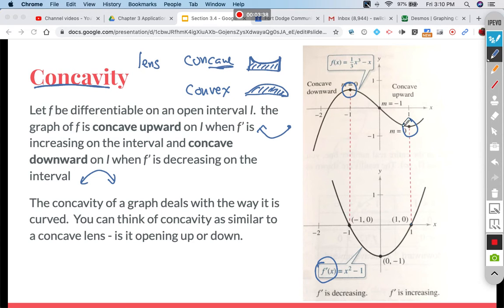On this part where it's concave upward, we can see the first derivative is always increasing. And here where it's concave downward, the first derivative is always decreasing. So those are the ideas we're going to put together as we look at this section. That's the gist of this lesson. Now we're going to get into the details of what we're going to do with that.